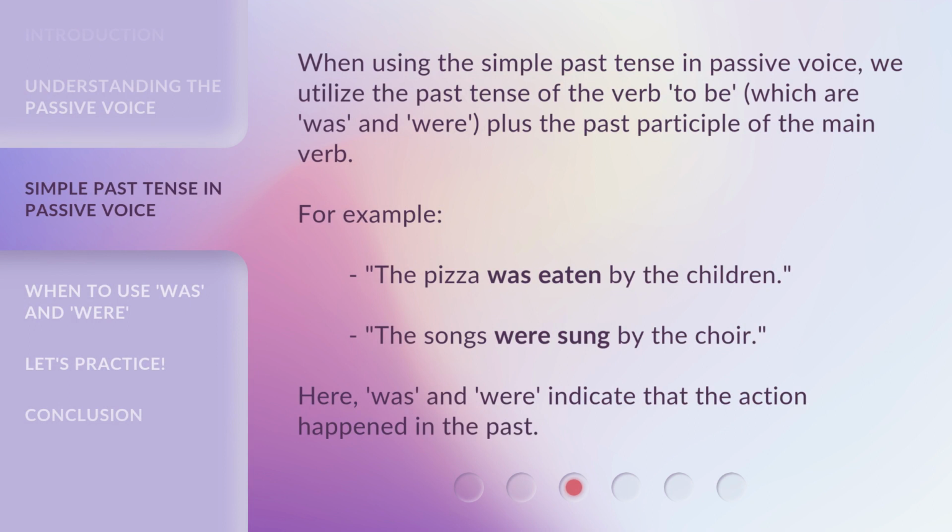When using the simple past tense in passive voice, we utilize the past tense of the verb to be, which are was and were, plus the past participle of the main verb. For example, the pizza was eaten by the children. The songs were sung by the choir. Here, was and were indicate that the action happened in the past.